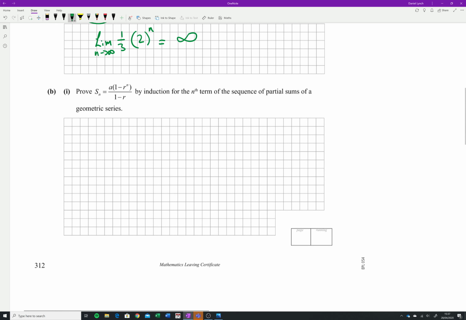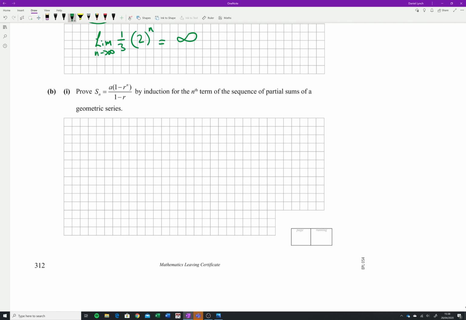Okay, prove that s of n is equal to a times. Well, this was actually something that we did in a previous video, but not doing it by induction. So we're really finding this formula in lots of different ways, just trying to show that this thing is true here. Okay.